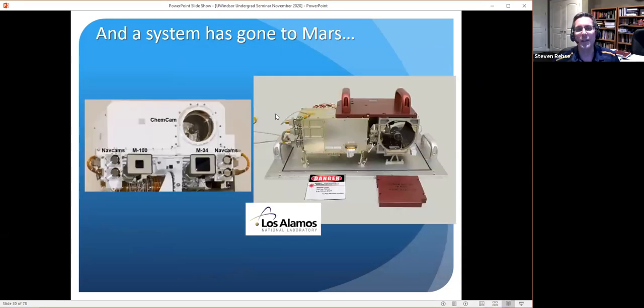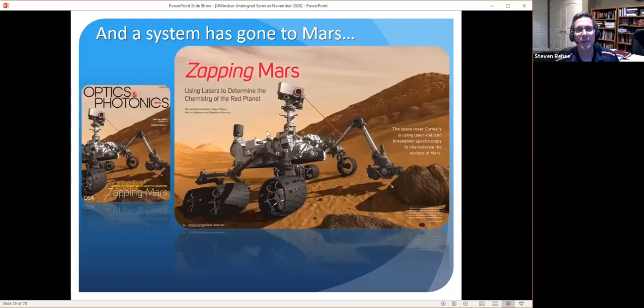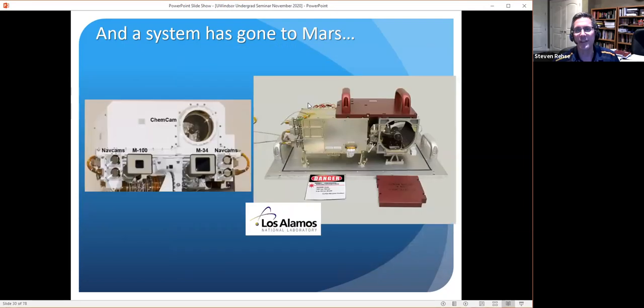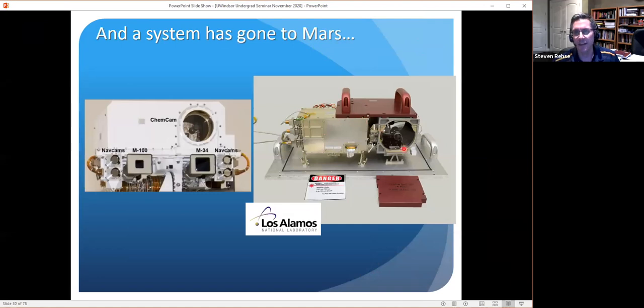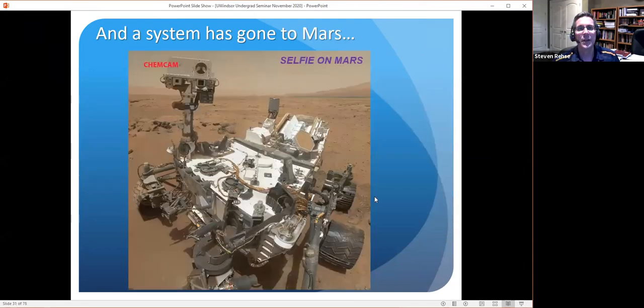This is actually what the Mars system looks like. This is called ChemCam. So ChemCam is a high resolution camera imager and LIBS system. So this is the masthead part. So ChemCam is this thing up here, looks like the head of the robot. And then this is what the actual LIBS unit looks like inside ChemCam. This is developed by my colleagues at Los Alamos.